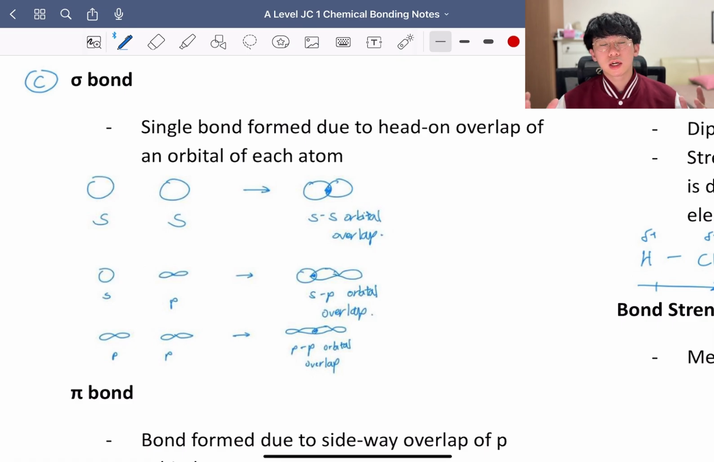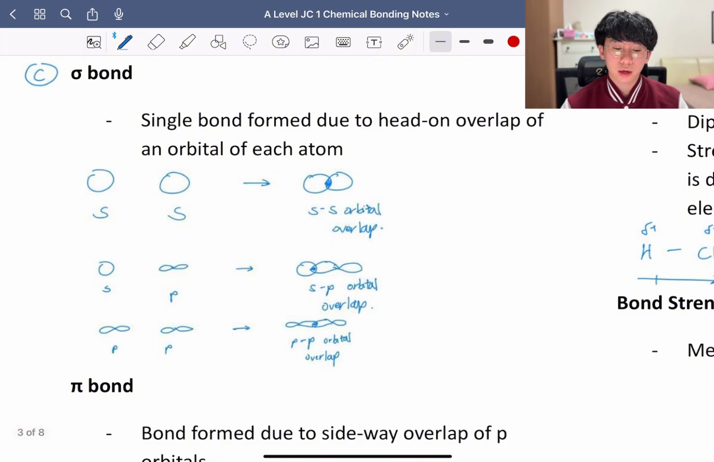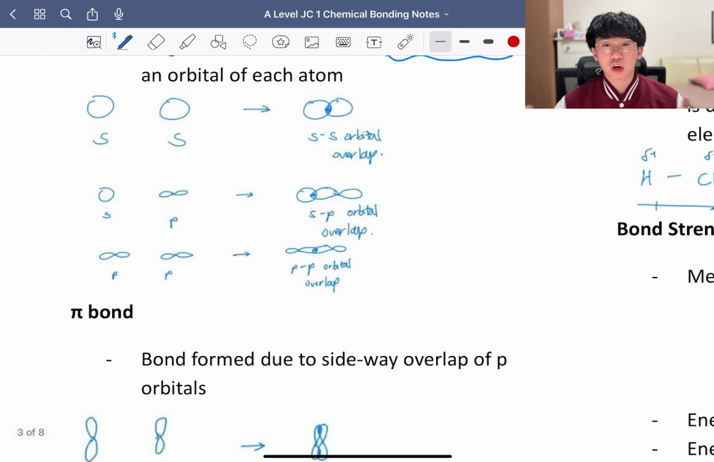Now moving on to sigma bonds. Sigma bonds generally are formed due to head-on overlap of the two orbitals. So we can see some examples where you can have an s-s orbital overlap, or s-p, or a p-p orbital overlap, and these are in general some of the more classic and normal overlaps that we see.